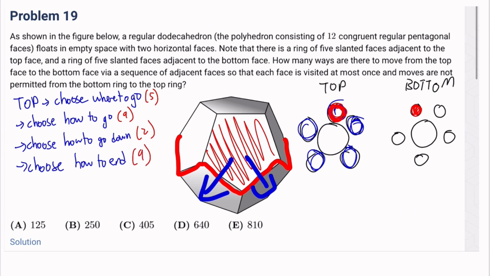And so lastly, we have to just multiply all of these together. So 5 times 9 times 2 times 9 equals 10 times 81, which is 810. So the answer is 810, so the answer is E.